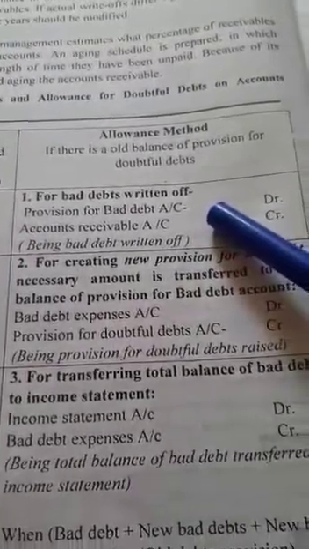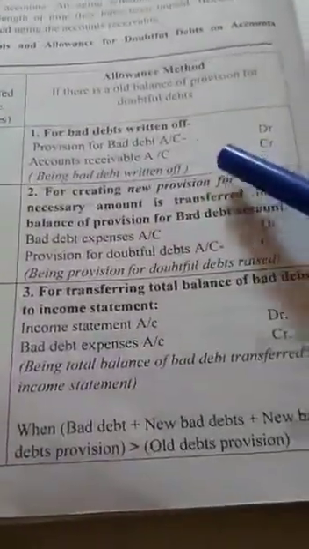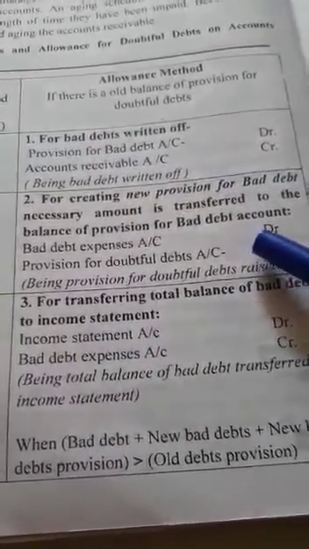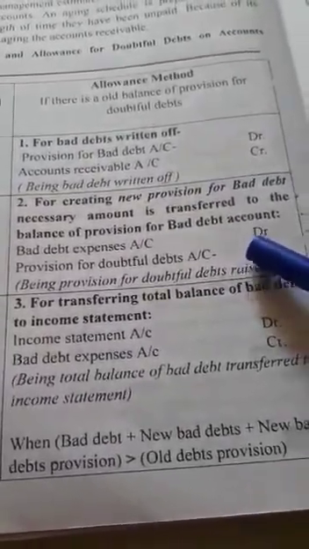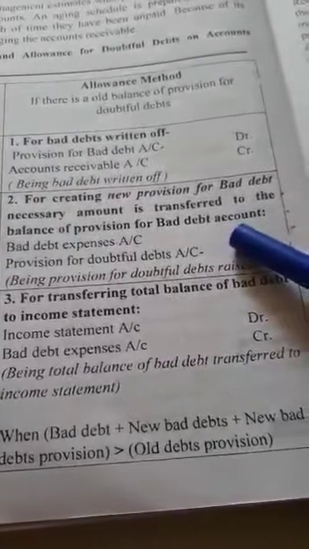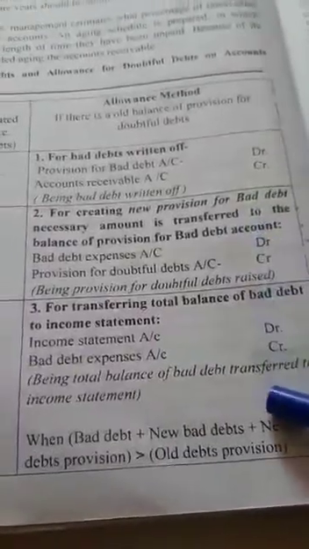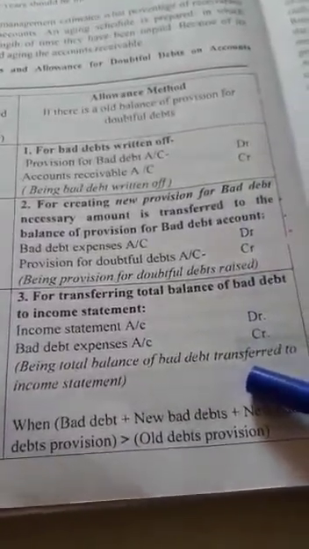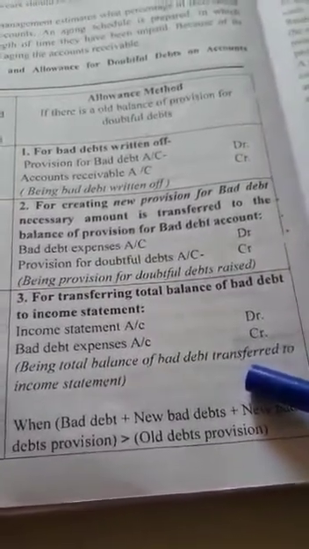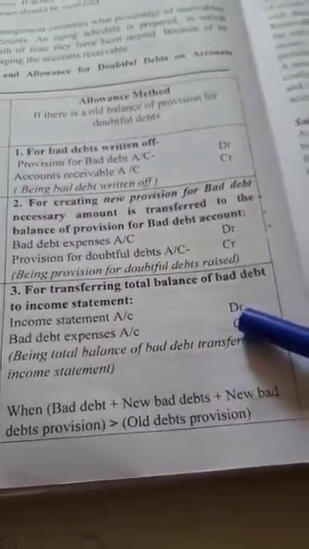Now for next year, again we'll take the precaution and create some allowance. To create the new provision, we give the journal entry: bad debt expense debit and provision for doubtful debt credit. This is to create the new provision for bad debt, and after that the total will be transferred to the income statement: income statement debit and bad debt expense credit.